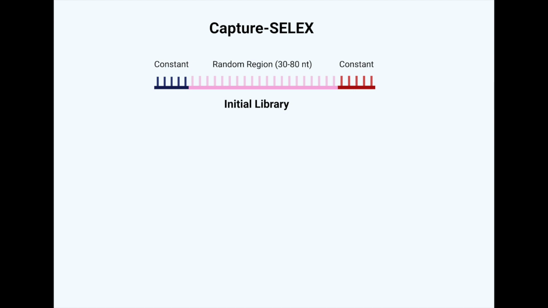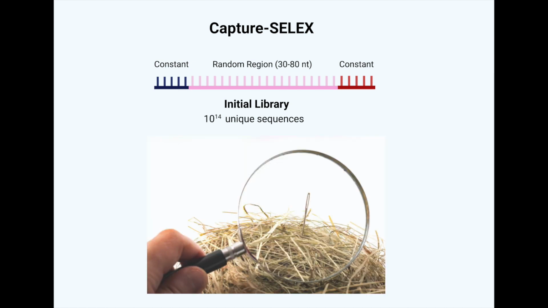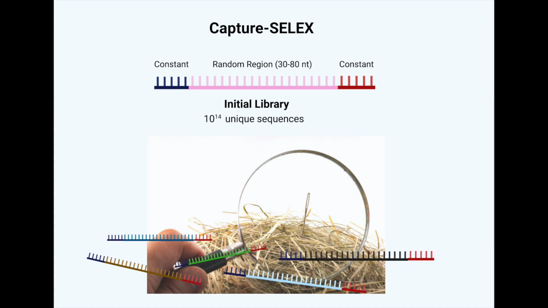With all the different possible arrangements of the A, T, C, and G bases, we estimate that our library, with a random region of 40 nucleotides, has about 10 to the 14th unique single-stranded DNA sequences. Ideally, at least one of these sequences binds to our target molecule. I would say that SELEX is like searching for a needle in a haystack, where the haystack is this massive pool of short and random DNA sequences, potential aptamers, and the needle is the aptamer, the short and random DNA sequence with the capacity to bind to a desired target molecule.